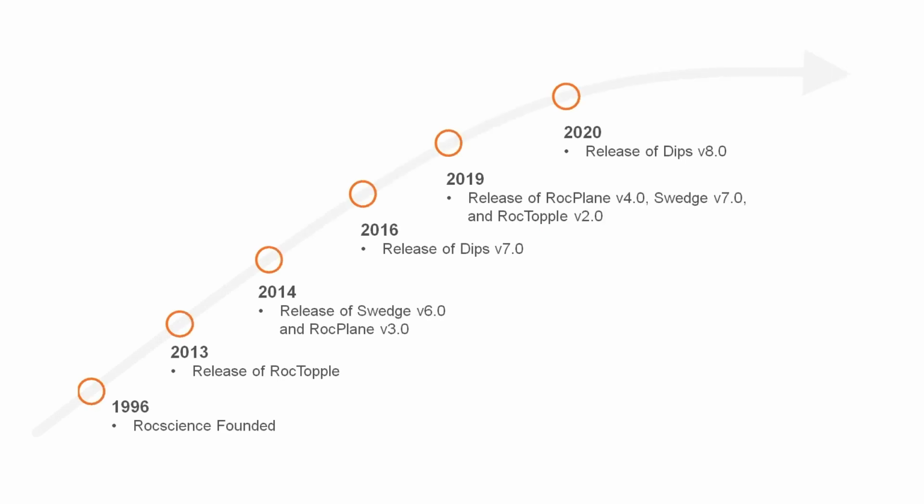If we quickly have a look at the evolution of Rocscience rock slope stability tools, RocTopple was initially released in 2013, while the previous versions of RocPlane and SWedge were released in 2014, and the DIPS version 7 was released in 2016. With the introduction of Maintenance Plus, the advanced maintenance service of Rocscience, those software were upgraded to the latest versions and equipped with improved features in 2019. The latest versions of RocPlane, SWedge, and RocTopple were released in 2019, and DIPS was released in 2020. Under the continuous software approach adopted by Rocscience, these software are receiving new features on a frequent basis, as well as the other Rocscience products.